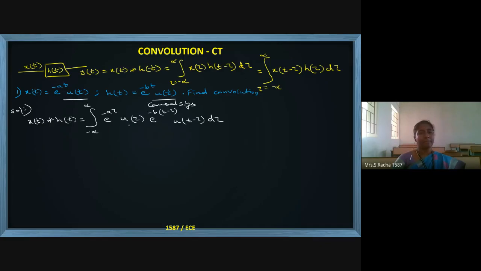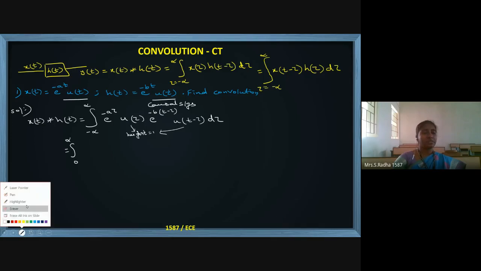This is a step signal, height is 1. This is also a step signal, height is 1. And when causal signals are present, integration limits will become 0 to t. Whenever causal signals are there, the limit should be 0 to t. So I will change the limits.